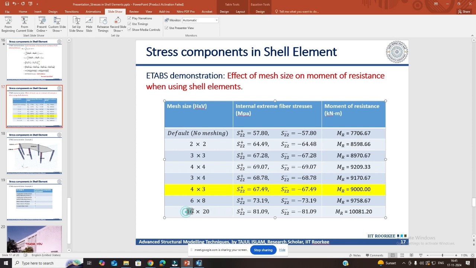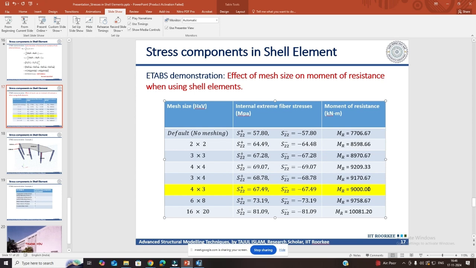See, horizontally I have used 16 elements, vertically 20 elements, and accordingly the result was 10,081 kilonewton. This is again significantly higher than 9,000, which is the correct result. So here you can understand the thing. Lower mesh or higher mesh is not appropriate.